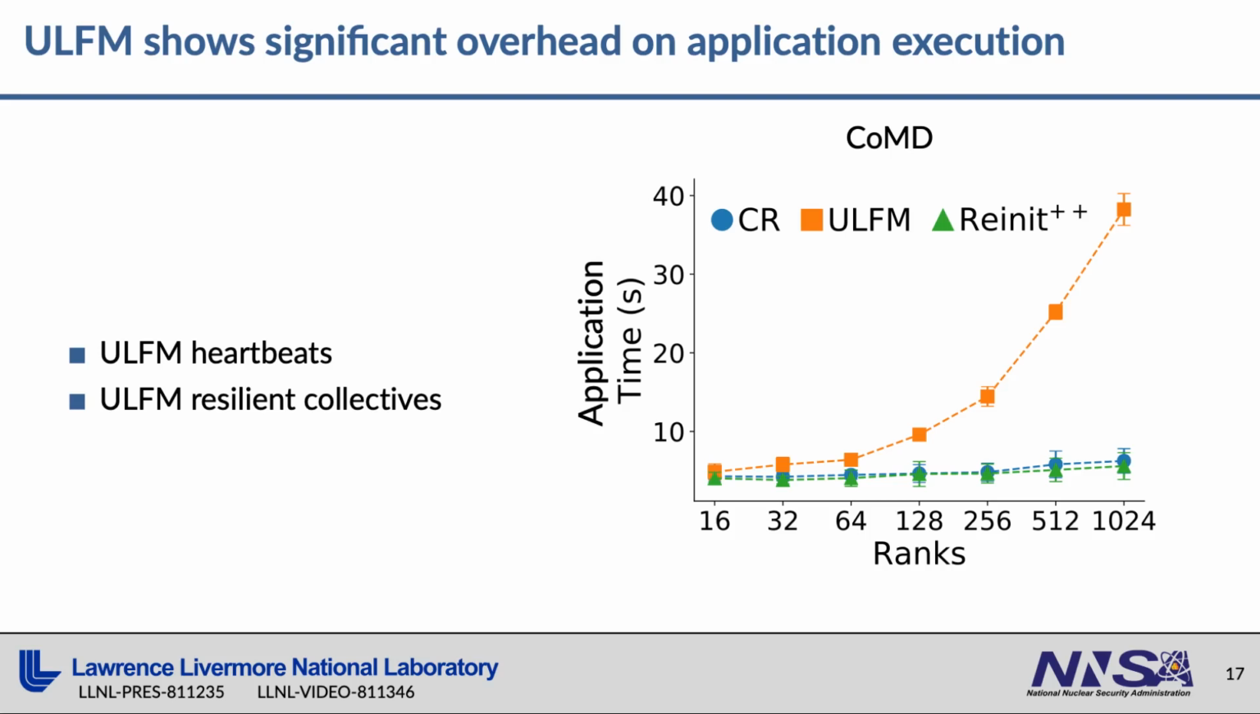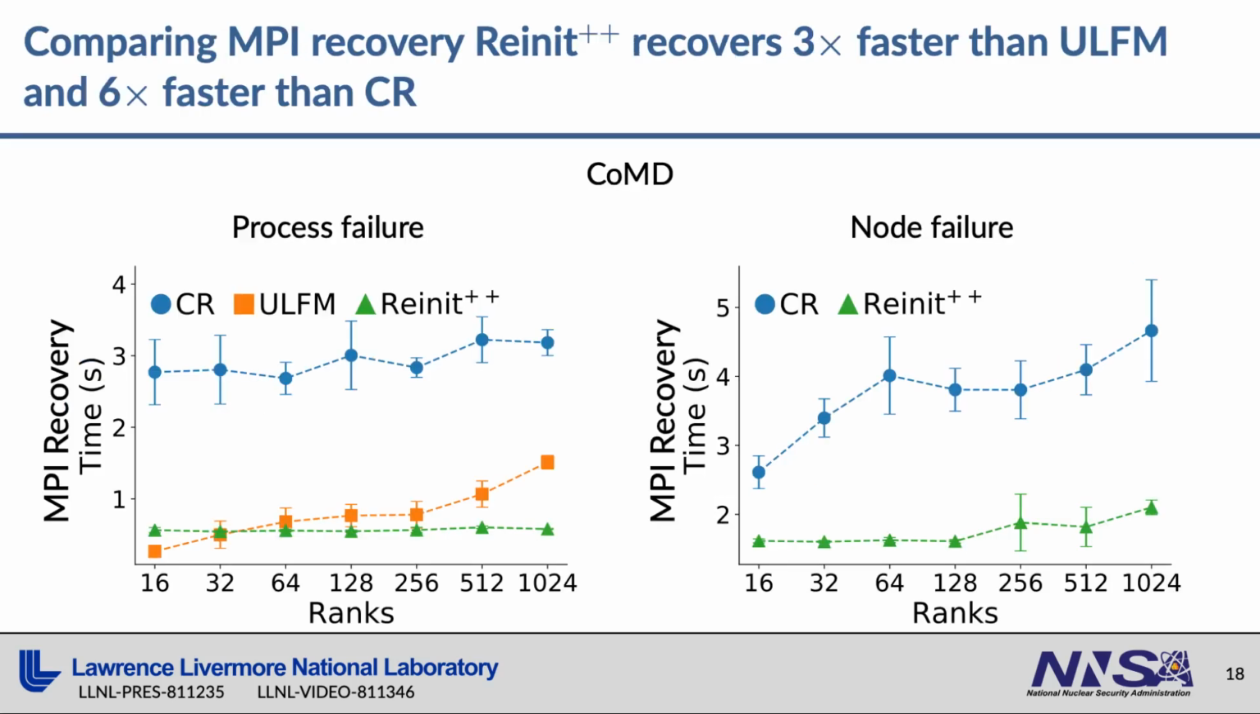We are not sure whether this is an implementation issue or whether this is systemic in the way ULFM works. But we pin down the differences, and those are that ULFM needs heartbeats to do failure detection, and also it needs to use different set of collective operations that are made resilient for failure detection. Those two things add overhead and make the execution time of the application increase.